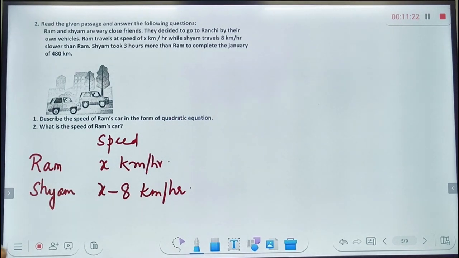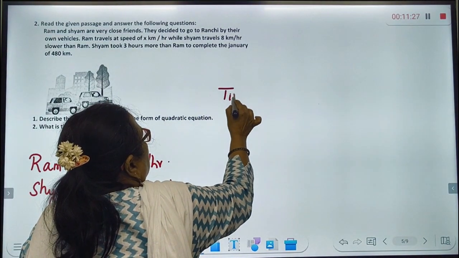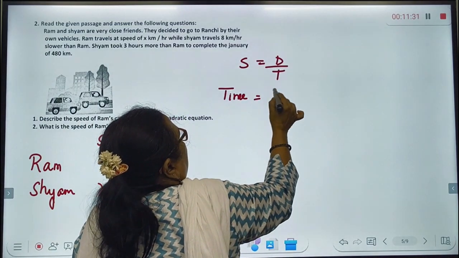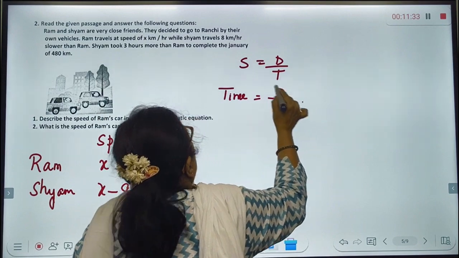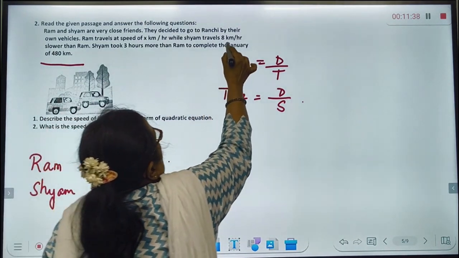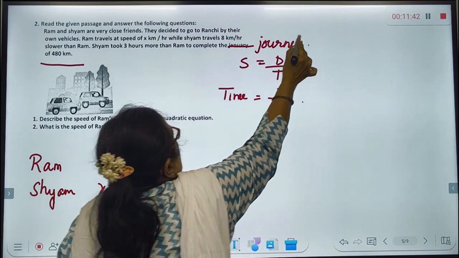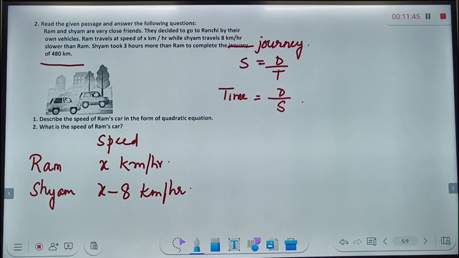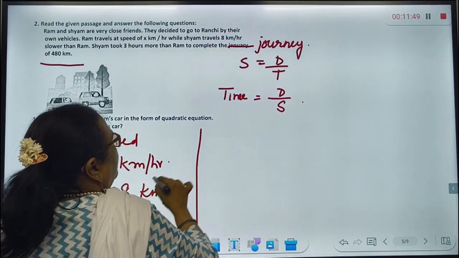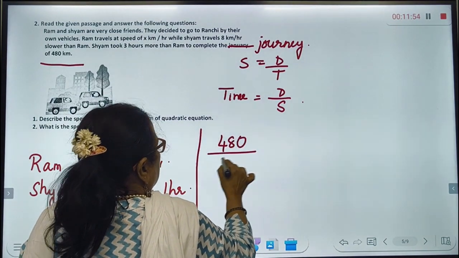Shyam took 3 hours more than Ram. So we know that speed is distance by time, so time is equal to distance by speed. What is the distance they are traveling? Journey of 480 kilometers. Now for Shyam, what is the time taken? 480 by x minus 8.